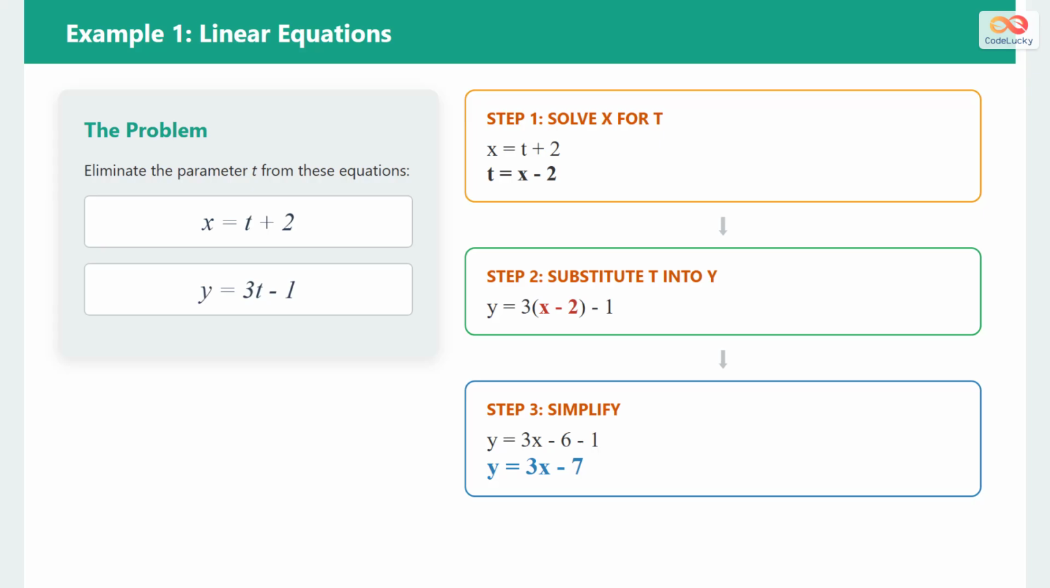Let's try an example. We have x equals t plus 2 and y equals 3t minus 1. First, we take the x equation and solve for t by subtracting 2 from both sides. This gives us t equals x minus 2. Next, we substitute x minus 2 into the y equation in place of t. After distributing the 3 and simplifying, we get our final equation. y equals 3x minus 7.